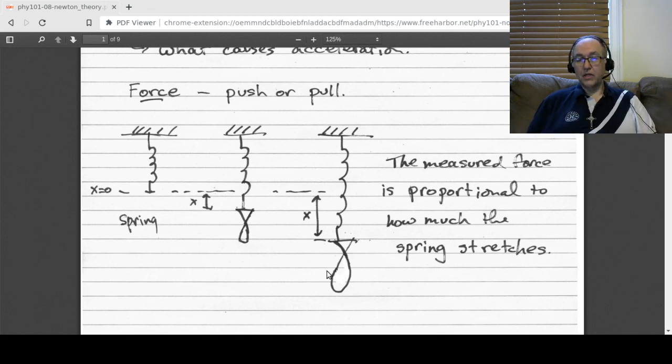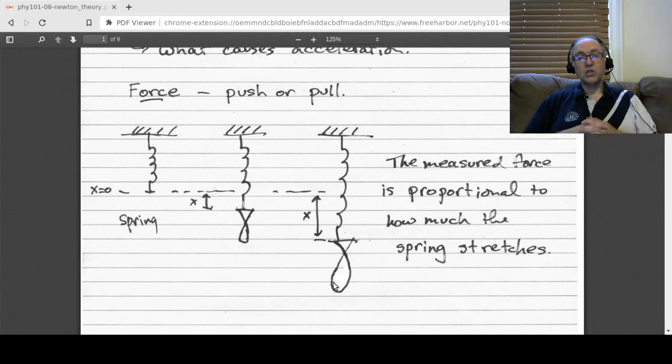Now I did it here to find the weight of a fish, but you can imagine you just hold on to this spring, and here's the spring, and you say, I'm going to exert a little bit of force. Then it stretches a little bit. I'm going to exert more force. It stretches more. I'm going to exert more force and it stretches more. The more force you exert, the more it stretches.